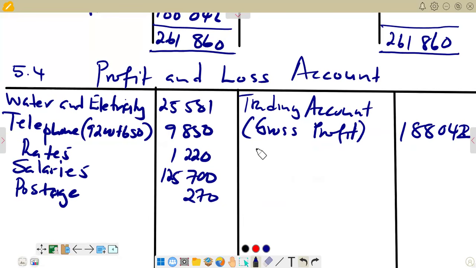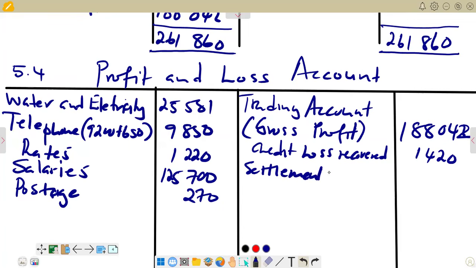So we can start with the ones on the credit. We have got our credit loss recovered, and the amount that we have there is 1,420. And then we also have on the credit side, settlement discount received. Settlement discounts are received, and the amount that we have is 2,500.